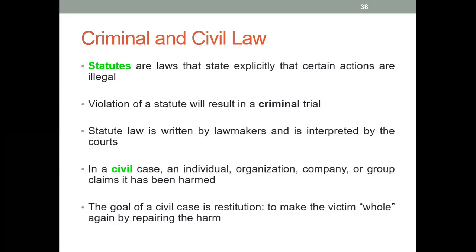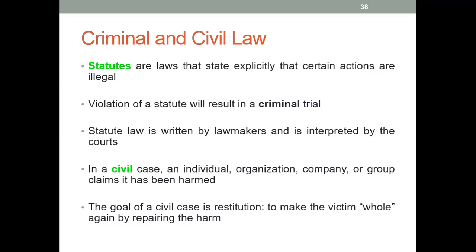In a civil case, an individual, organization, company, or group claims that it has been harmed. The goal of the civil case is restitution, right? For example, to make the victim whole again by repairing the harm. So, if somebody has done harm, then there is repairing work done to remedy the harm. That comes under criminal and civil law. I'll give an example. What do I mean by that?